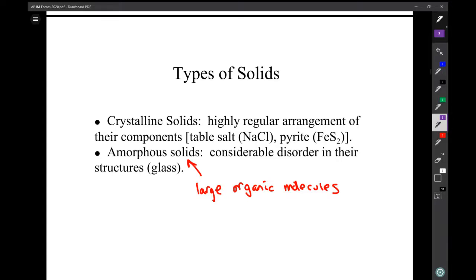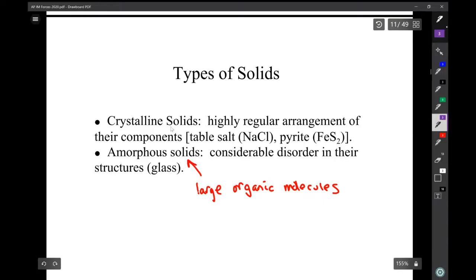So anything like fat molecules, those are amorphous. Grease, thick oil molecules, those are amorphous. When they solidify, they just turn into some gloppy mess with no semblance of order in their structure.